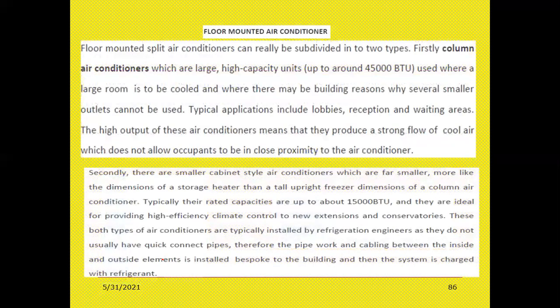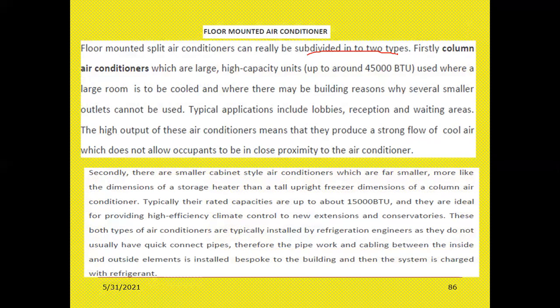Next, floor mounted air conditioning description and applications. The floor mounted split air conditioning can be subdivided into two groups. Firstly, the column type air conditioner, which is large with high capacity units, used where a large room is to be cooled and several small outlets cannot be used. Typical applications include lobbies, reception and waiting areas.